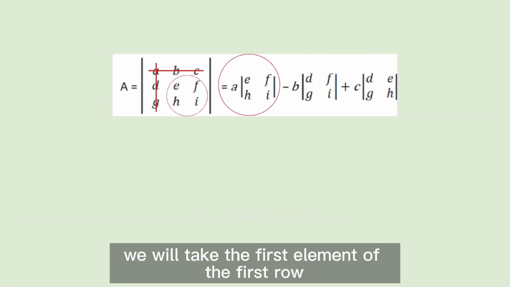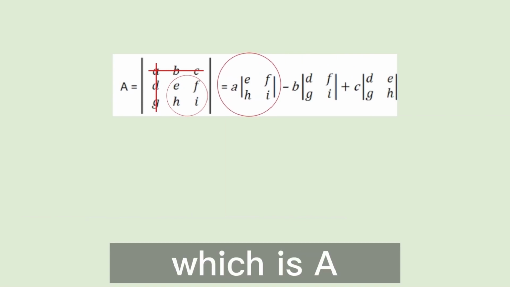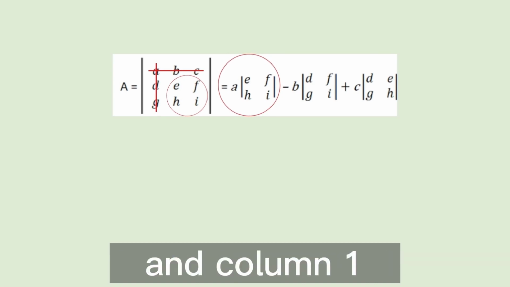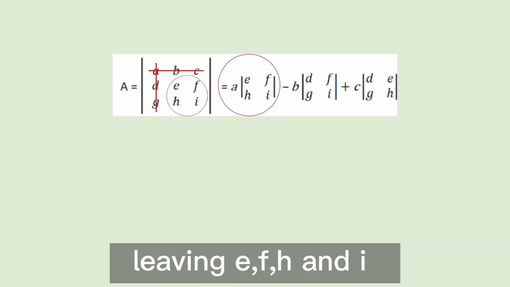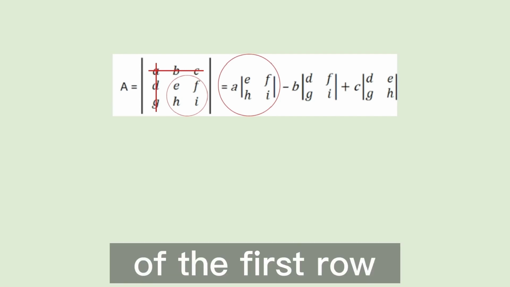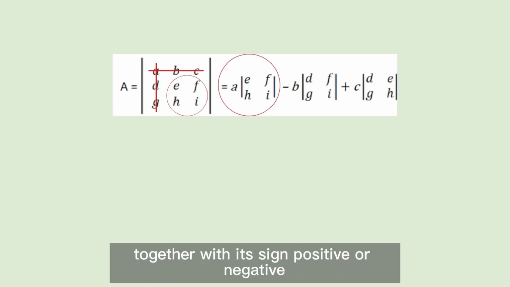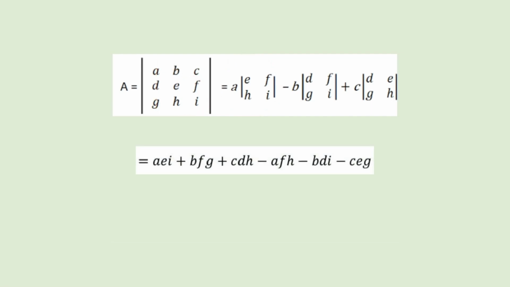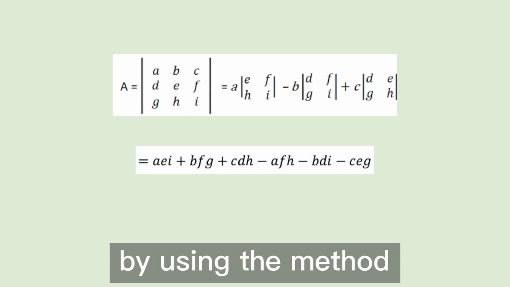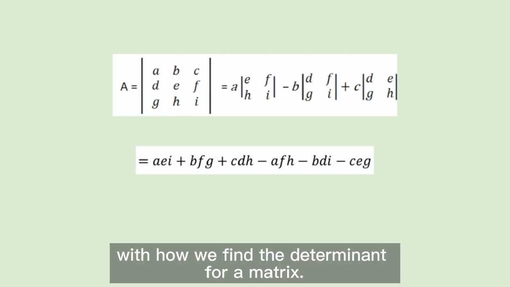We will take the first element of the first row, which is A, and we'll take out all the elements in row 1 and column 1, leaving E, F, H, I. We do the same with the second and third elements of the first row, together with their assigned positive or negative sign, and we will get the equation on the right. We could expand the equation into the one below by using the method of how we find the determinant.